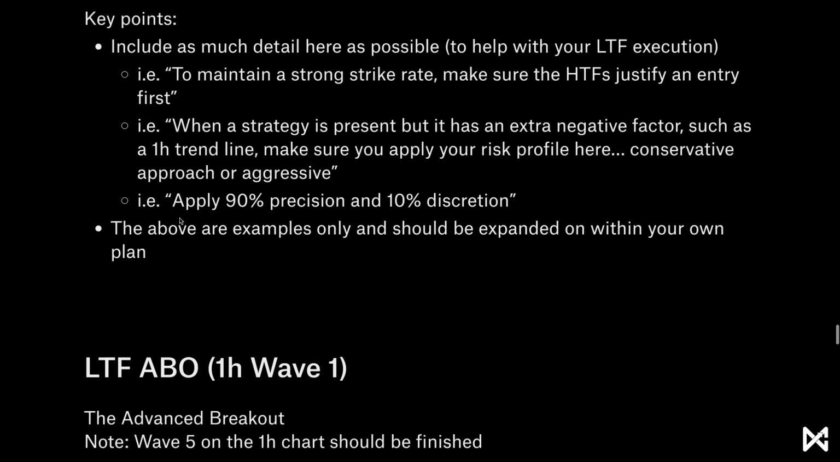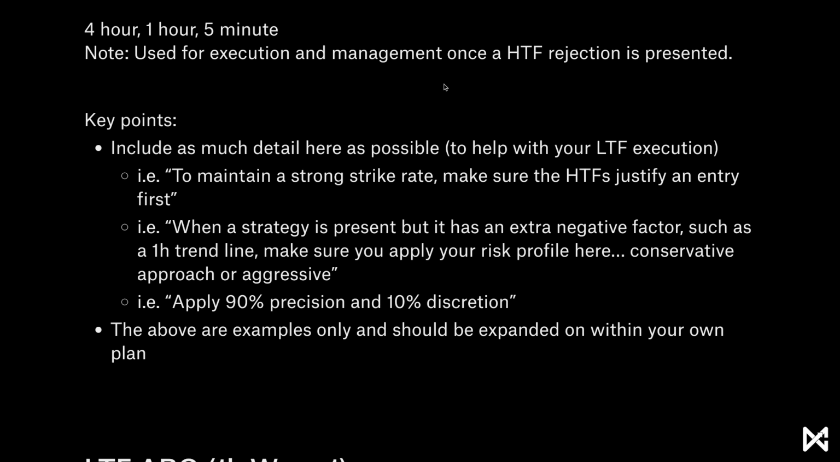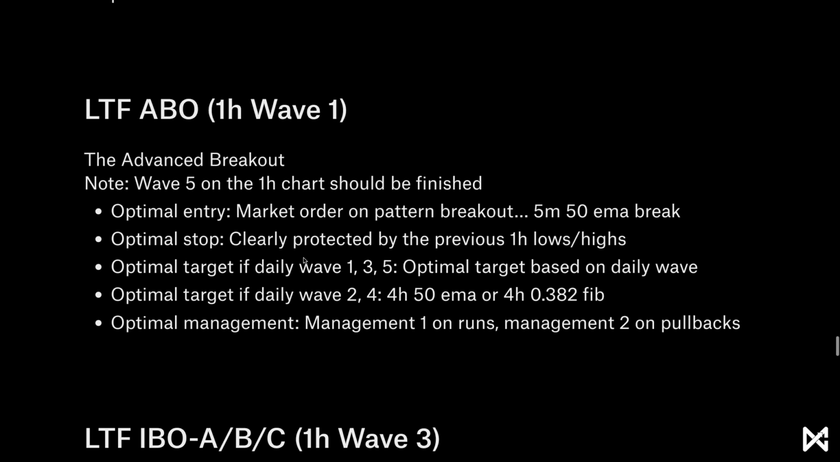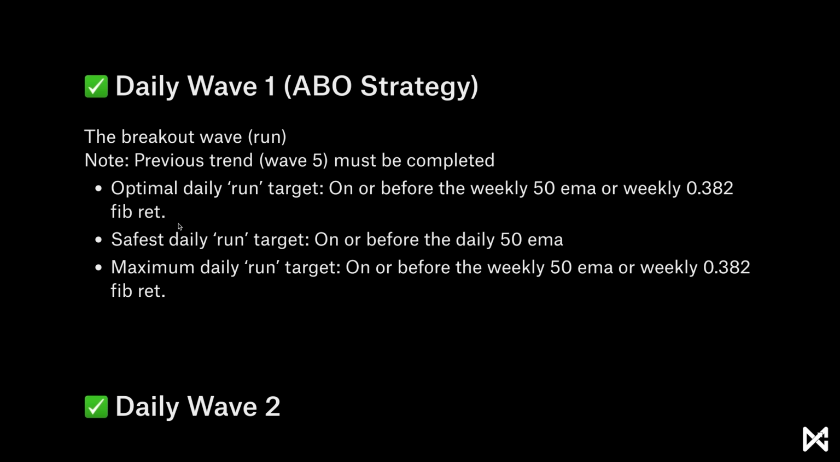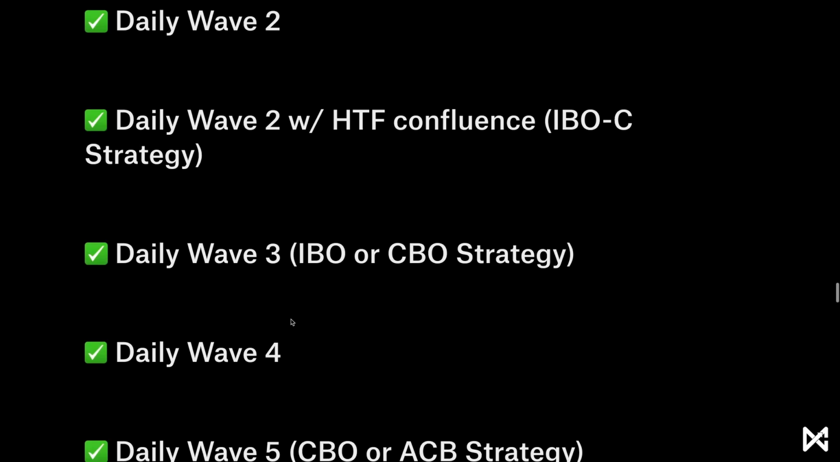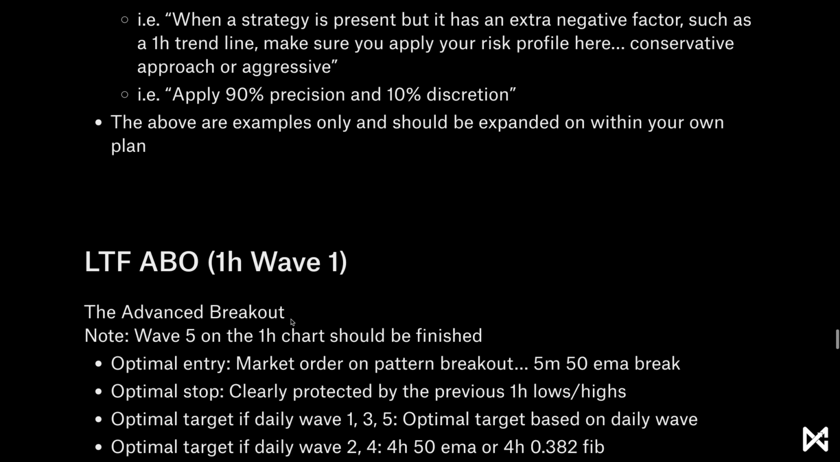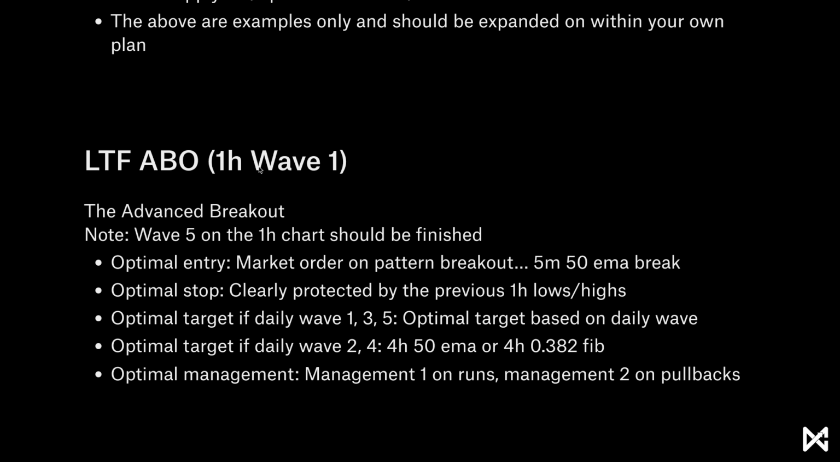So we have our key points, we know what we want to remember, and we go farther. Now we break down the strategy. This is a lower time frame ABO. A lower time frame ABO catches a wave 1 on the 1 hour chart. So you can approach it the same way. What is your safest target? What is your optimal target? What is your maximum target for a daily wave 1? I mean, it's an ABO strategy on a daily chart, same kind of thing. ABO strategy, but on a 1 hour chart.